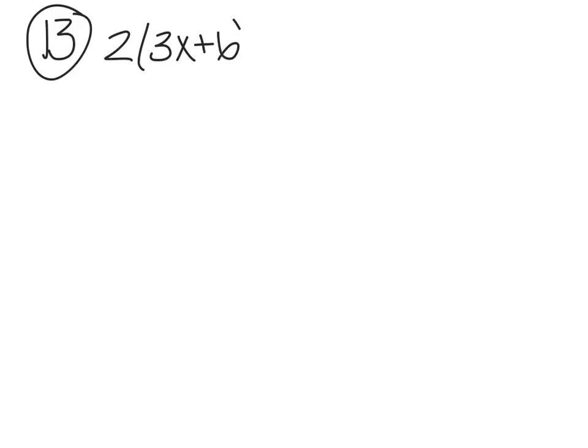I'm also going to do problem 13 on your homework. So problem 13 is on the back side, and our instructions are to determine if there is one solution, no solution, or infinitely many solutions. In order to figure that out, we actually have to solve it. So 2 times 3x plus 6 equals 3 times 2x minus 6. So we're going to first draw a line through the middle.